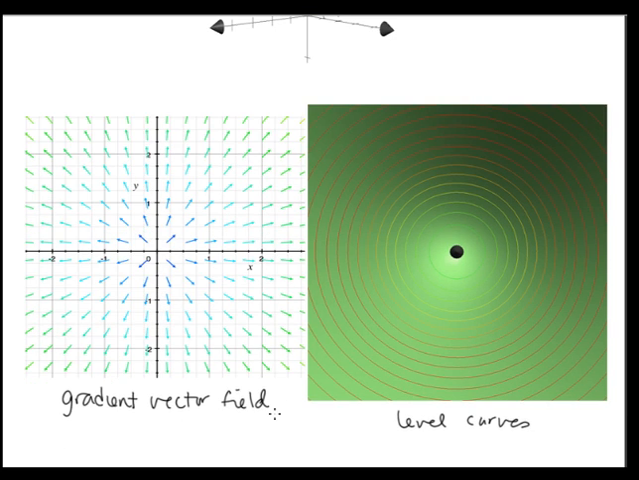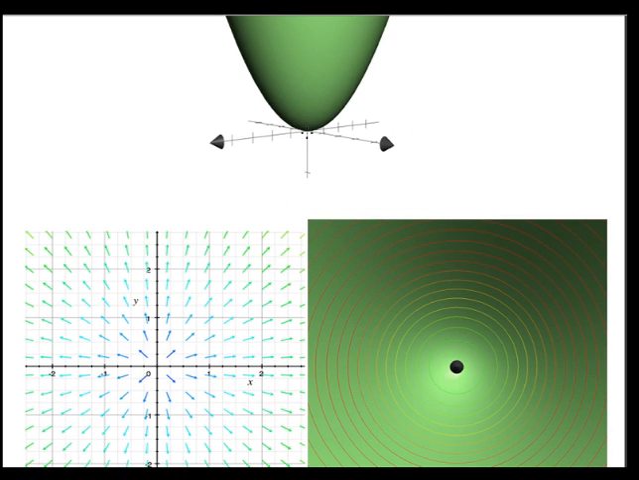And remember, the gradient vector points in the direction of maximum increase. So notice that we have our minimum here at x equals 0, y equals 0. That's what's going on here. And so these vectors are pointing in the direction of maximum increase along this surface.